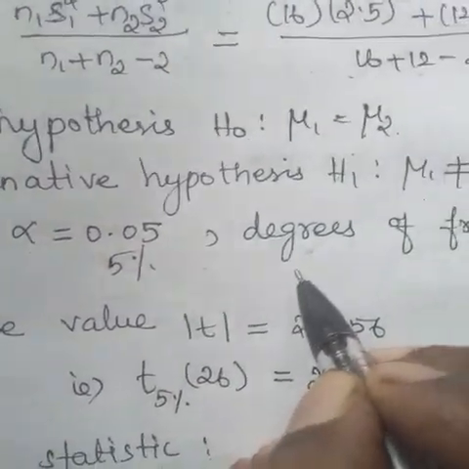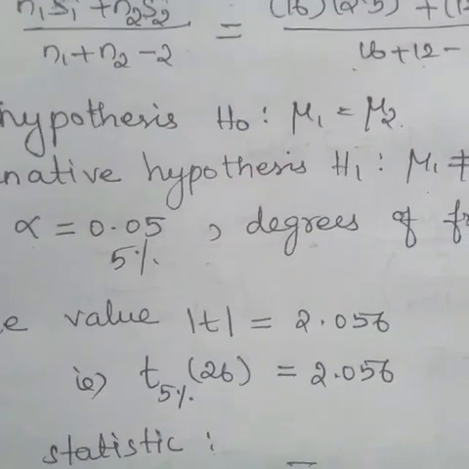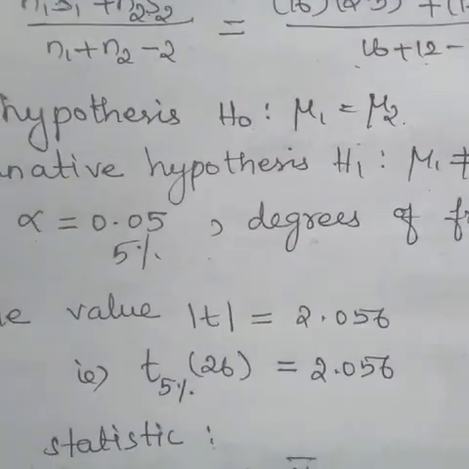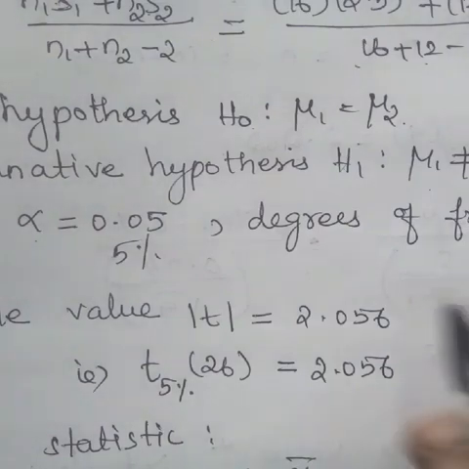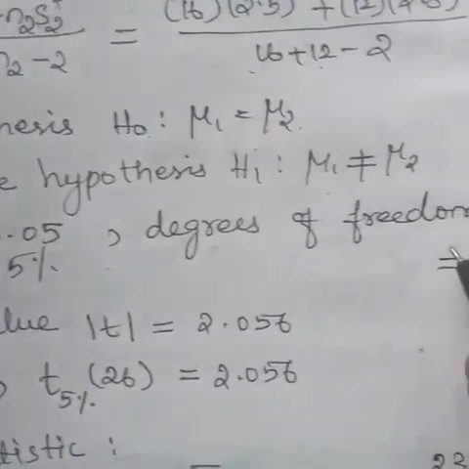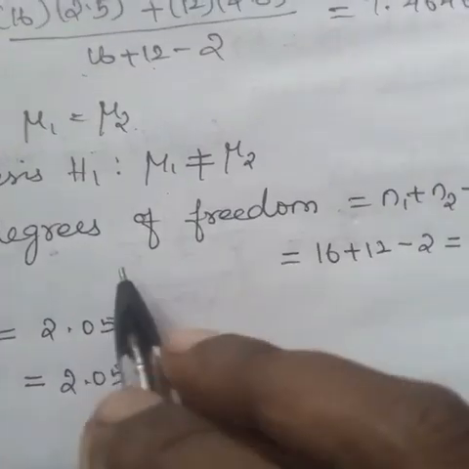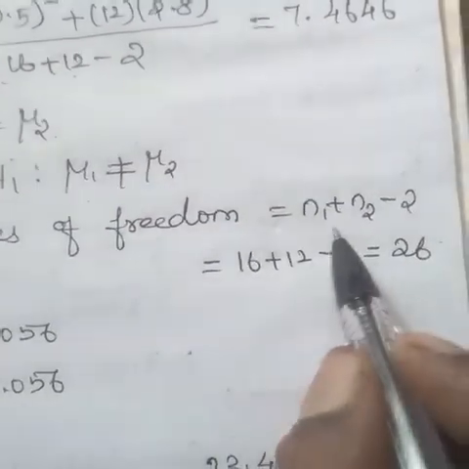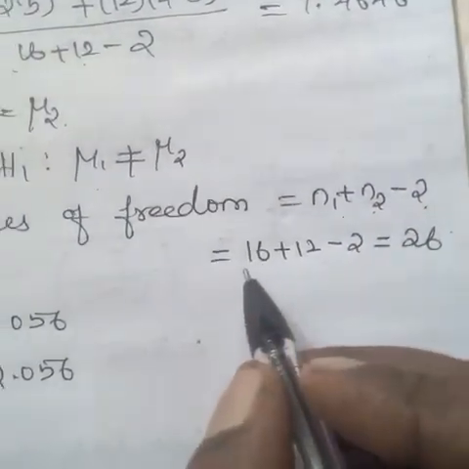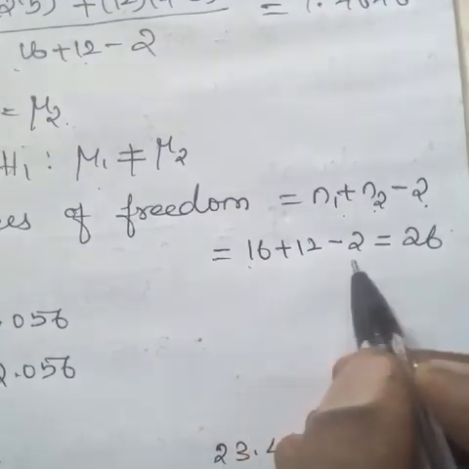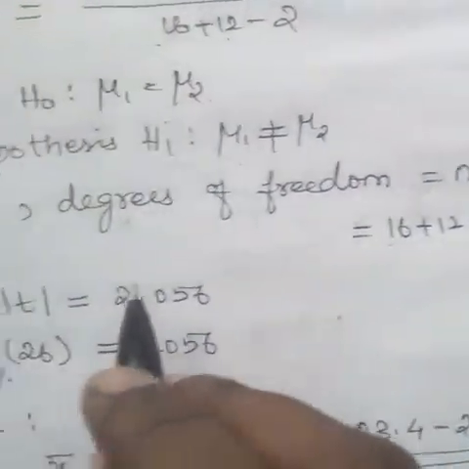The next, degrees of freedom. Degrees of freedom means number of items minus 1. Actually that is in the single means. So here we have two sample means, two sample sizes. So number of items n1 plus n2 minus 2. So the degrees of freedom is n1 plus n2 minus 2. That is n1 16 plus n2 12 minus 2, that is 26.